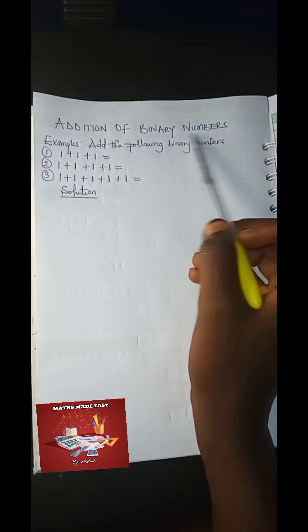So today we shall be looking at addition of binary numbers. Before now, I've made a post stating the rules for the addition of binary numbers, and I'm going to restate the rules here for us. The first rule says that 0 plus 0 on the binary numbers gives us 0. 0 plus 1 gives us 1. 1 plus 0 gives us 1. And 1 plus 1 gives us 10.